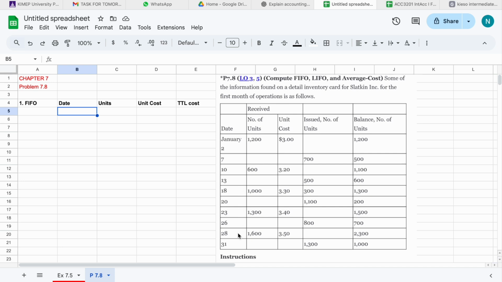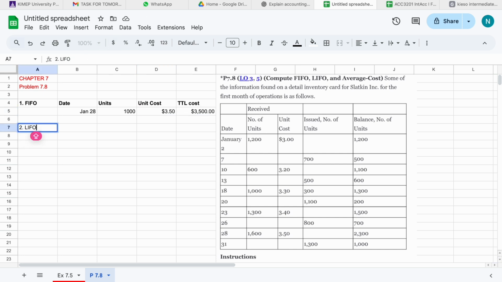Therefore, we're going to look at the table and have a look at the last purchase that was on January 28th. That was 1600 units at $3.50, and it will supply the remaining 1000 units. The following calculations will show that the total cost for the FIFO is $3,500.